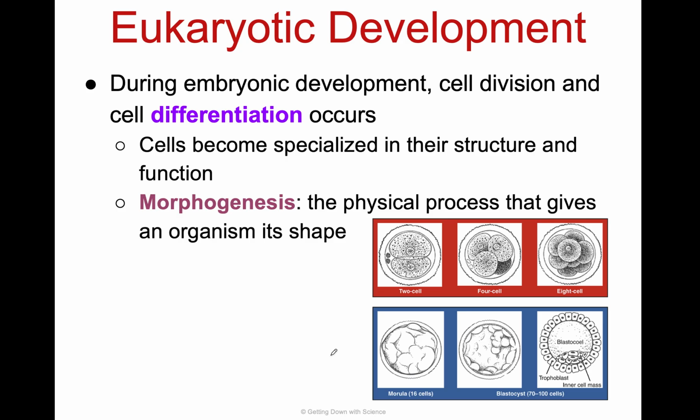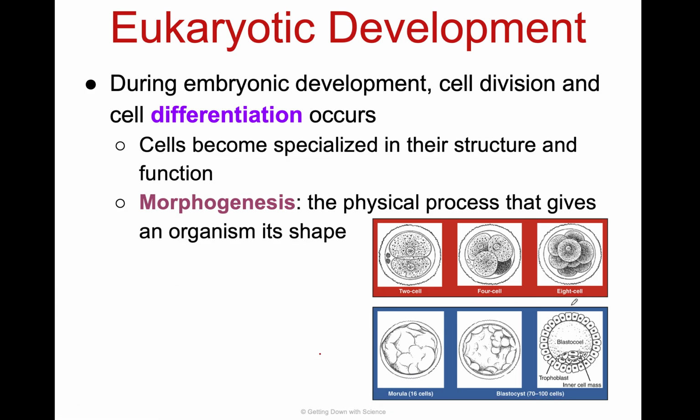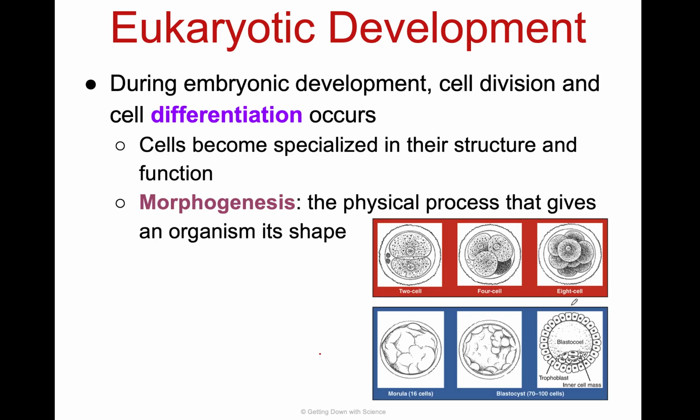Morphogenesis is the terminology that we use to describe the physical process that gives an organism its shape. And right down here, you can see here's 2 cells, then there's 4 cells, and there's 8 cells, and 16 cells. At this point in development, we call it a morula, then a blastocyst, and then that goes on to grow and divide to be a number of different cells. But yeah, isn't it weird that we start with 2 cells and we end up with a bunch of different ones? This is kind of how that happens. Pause here if you need to take notes.